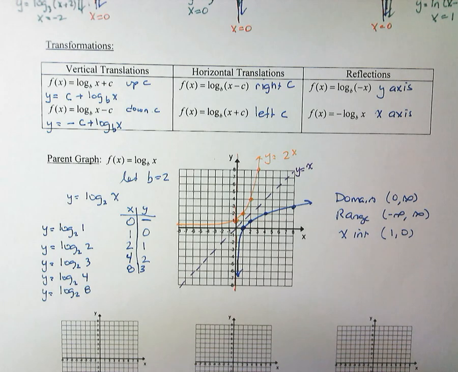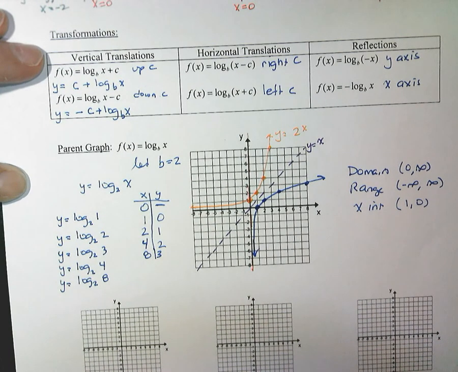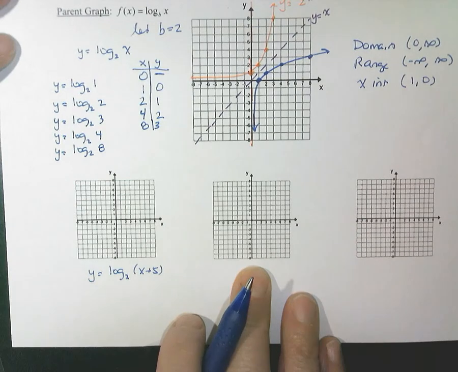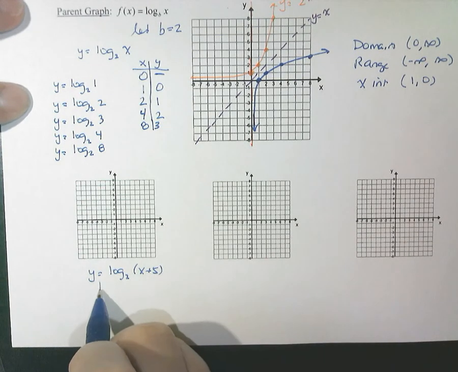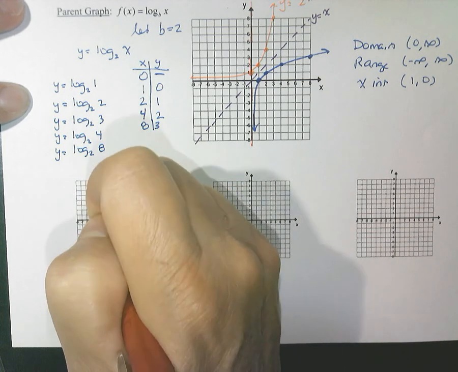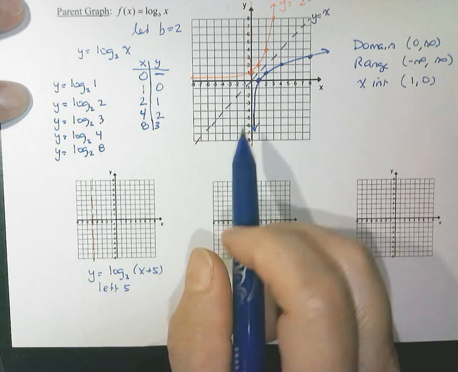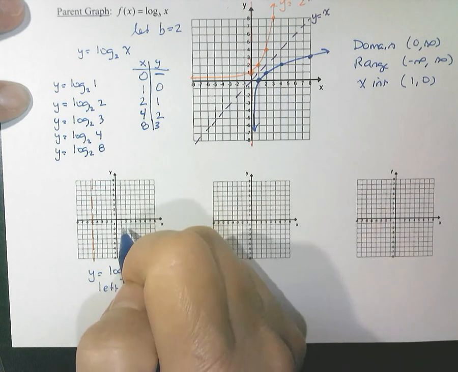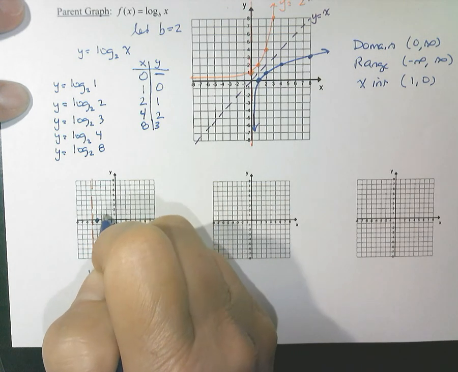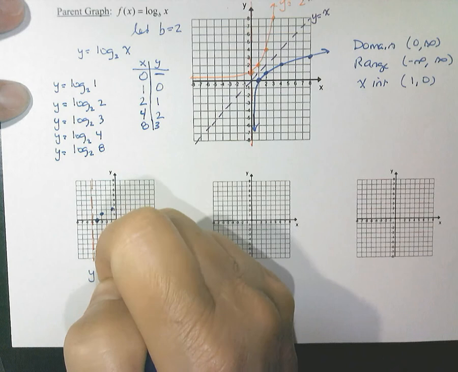Let's do just a few examples. So my first one I want to do is y equals log base 2 of x plus 5. That's going to move left 5. So I'm going to take my asymptote and move it left 5. I'm going to take this point 1, 0 and move it left 5. 2, 1, move it left 5. 4, 2, and move it left 5.